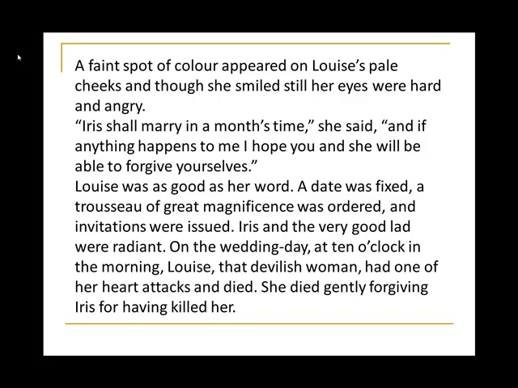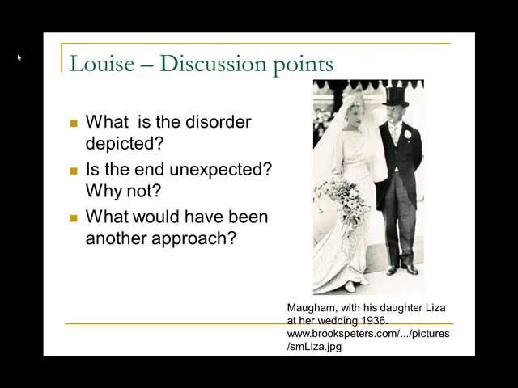So after the confrontation, Louise allowed Iris to get married, and on the wedding day, she had her heart attack and died, gently forgiving Iris for having killed her. So this is just a little bit of fun. This is showing Noel Coward with his daughter Liza at her wedding in 1936. So what do you think is the disorder depicted? Was it conscious? Was she actively inventing the heart condition? Or was it unconscious? And was she just getting a whole range of secondary gain from the condition which perpetuated it? I would tend to go for the latter, that it was unconscious.